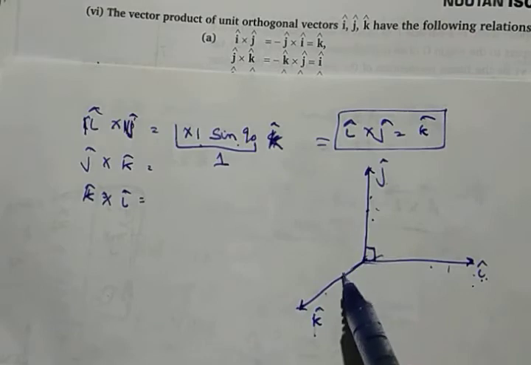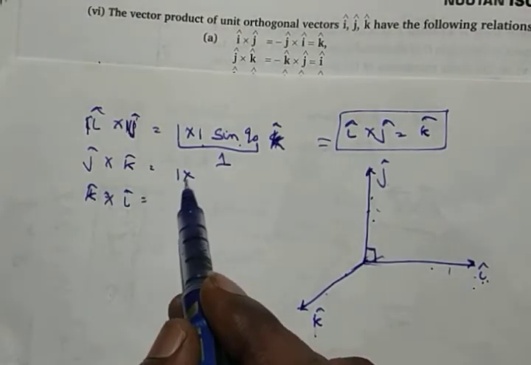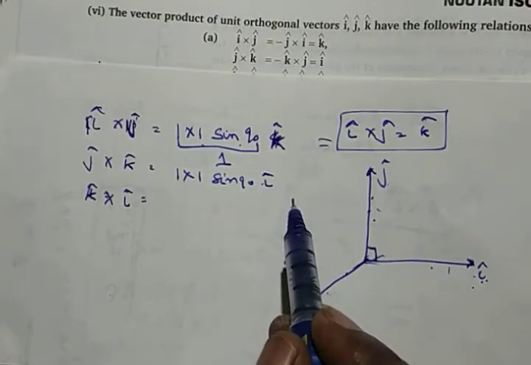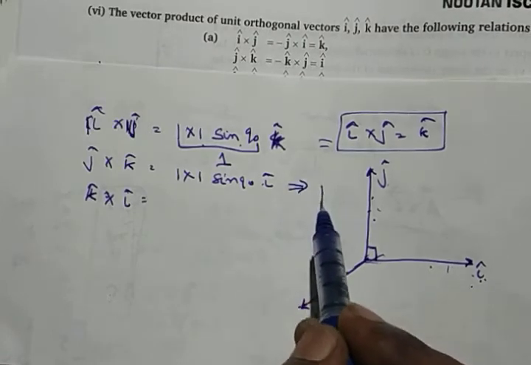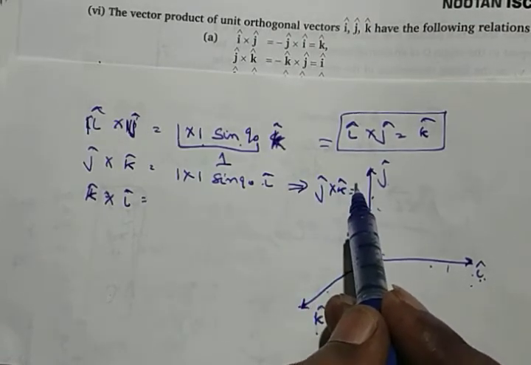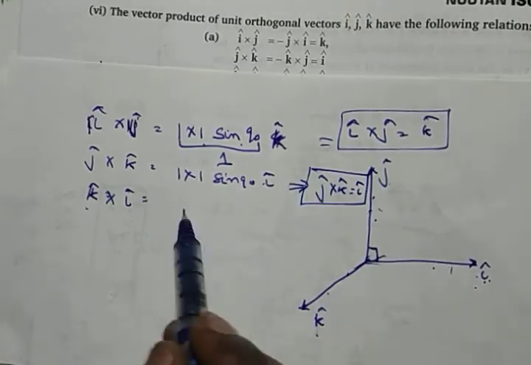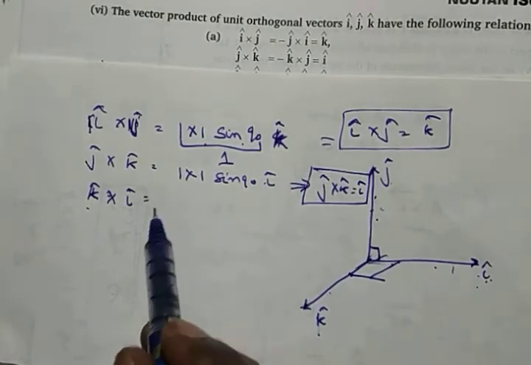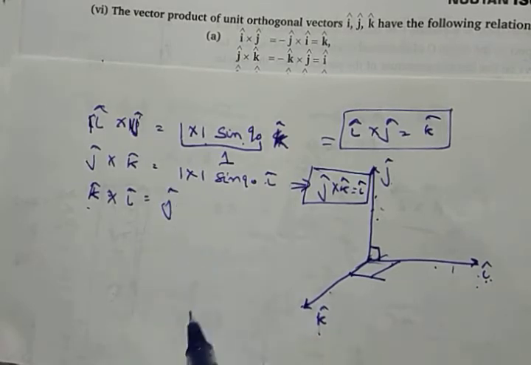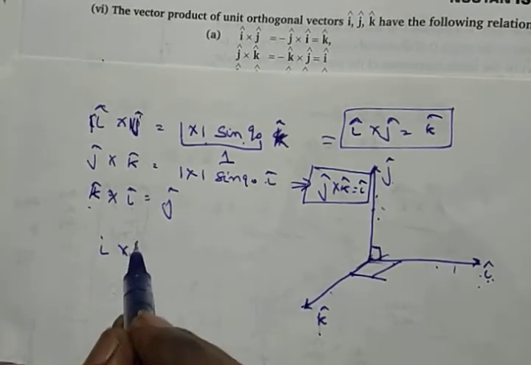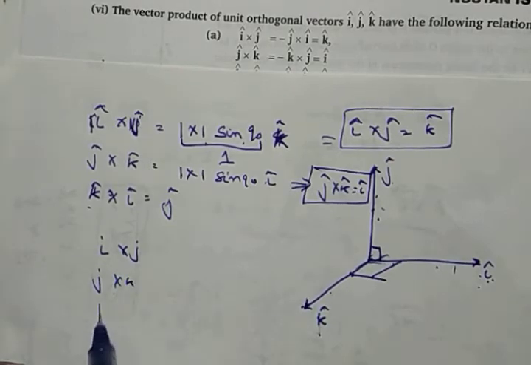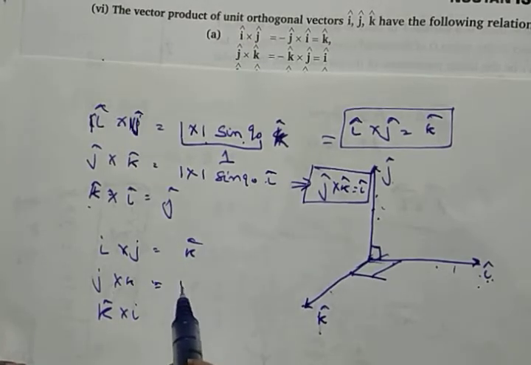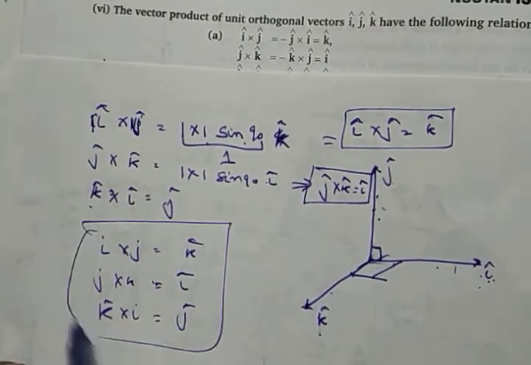Similarly, j and k: 1 into sine 90, and j and k will become i cap. So j cross k is equal to i cap. Then k cross i, if you do it, is going to be equal to j cap. So it is i cross j, j cross k, and k cross i. This is going to be equal to k cap, this is going to be equal to i cap, and this is going to be equal to j cap. This is the way it will come.